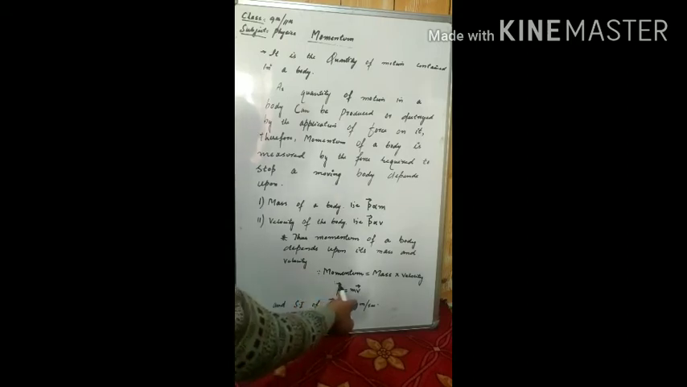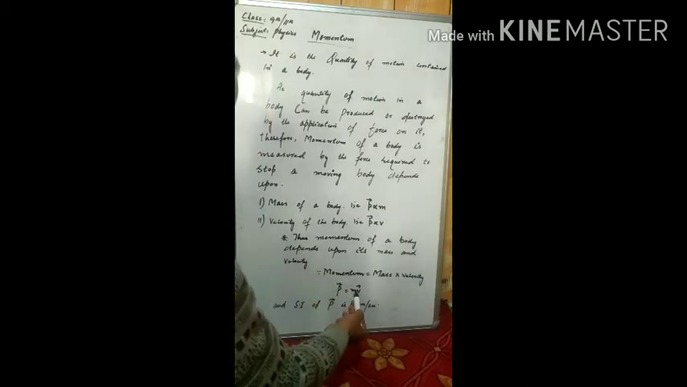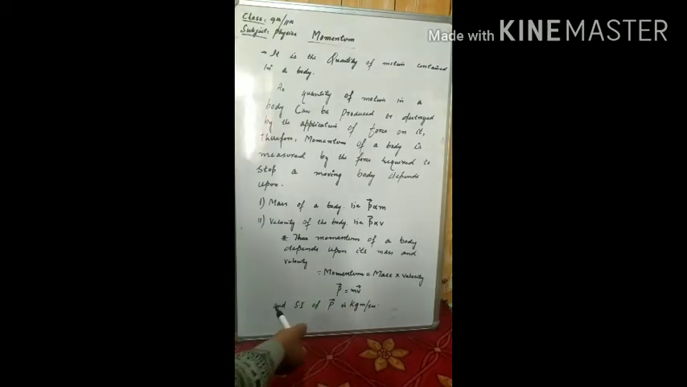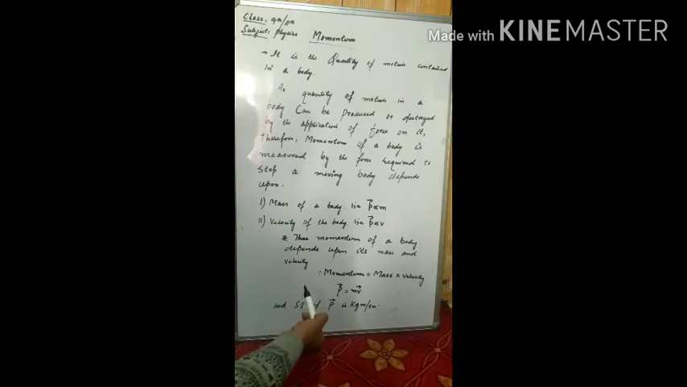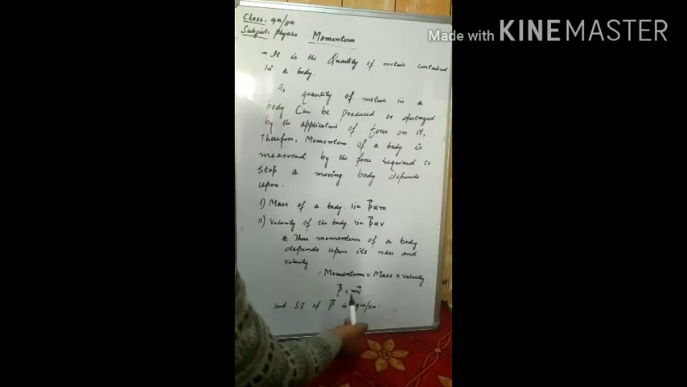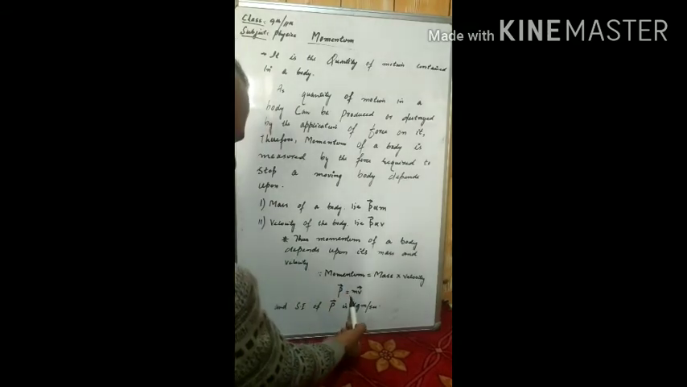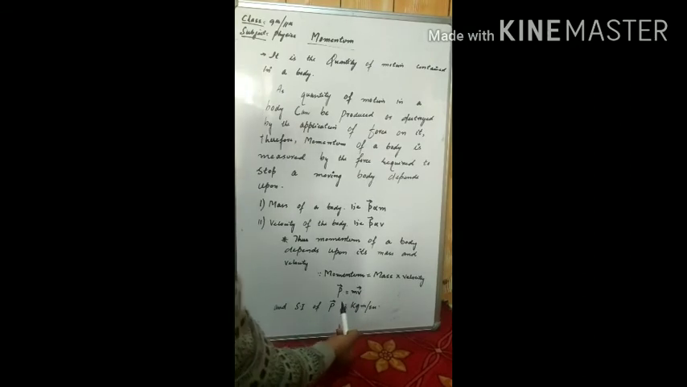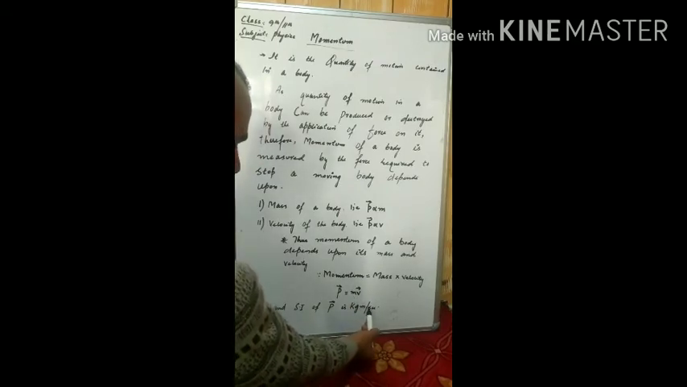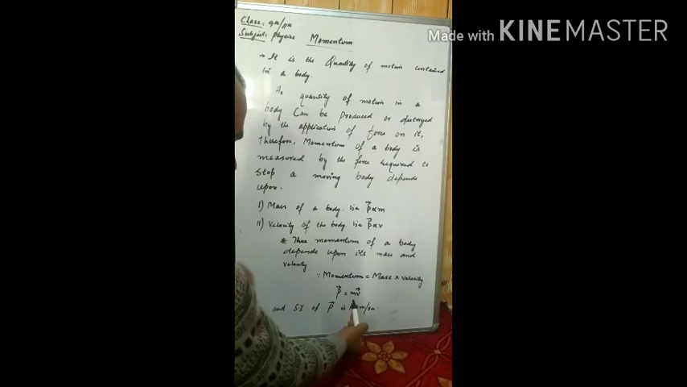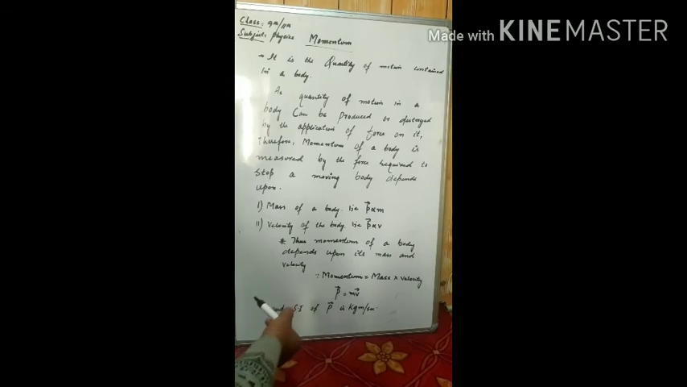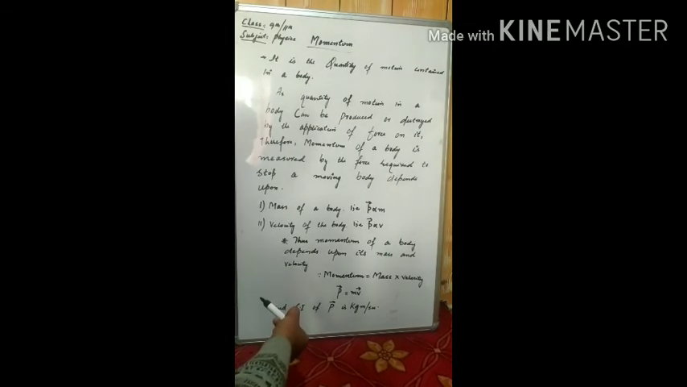That's why I have shown here the arrow P is equal to mass into velocity. So we can say momentum is a vector quantity. Its direction is along the direction of velocity. The SI unit of momentum: as we know that momentum depends upon mass into velocity, so we can say its SI unit will be kg meter per second, because the unit of mass is kg and the unit of velocity is meter per second. So the unit of momentum is kg meter per second.